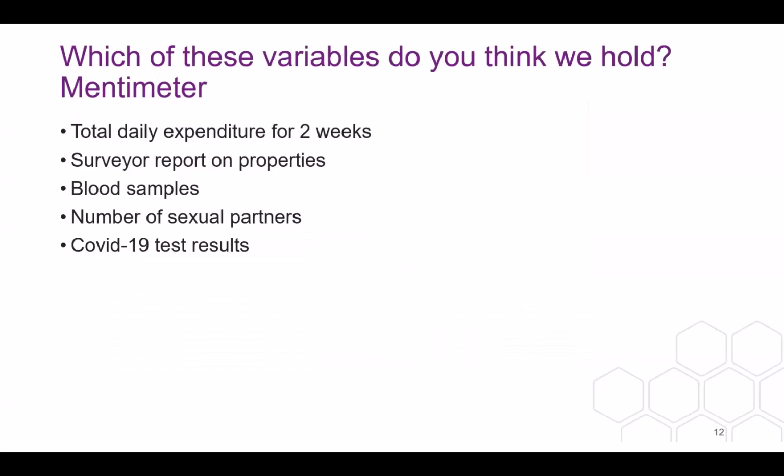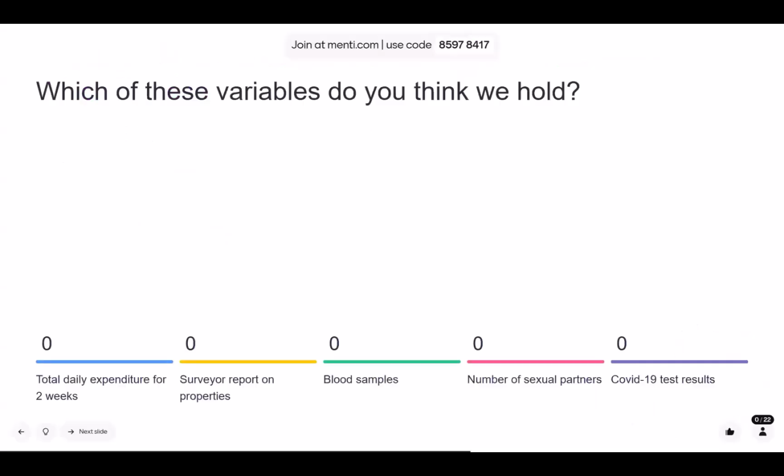So we're now going to jump back to Mentimeter, and I would just like to know, which of these variables do you think we hold in our data set? I've given you a bit of a clue there. So if I just navigate back to Mentimeter, which of these variables do you think we hold within our data sets? Total daily expenditure for 2 weeks, the surveyor's report on properties, which I may or may not just have mentioned, blood samples, information on the number of sexual partners, and COVID-19 test results.